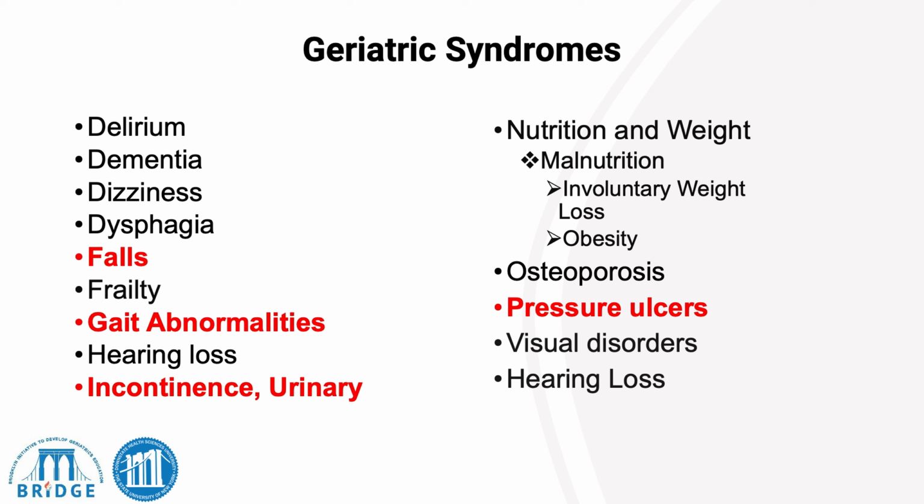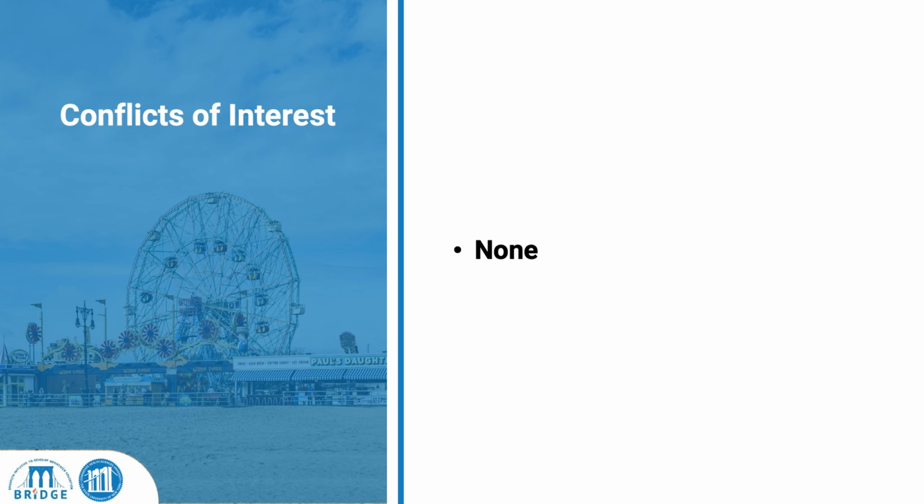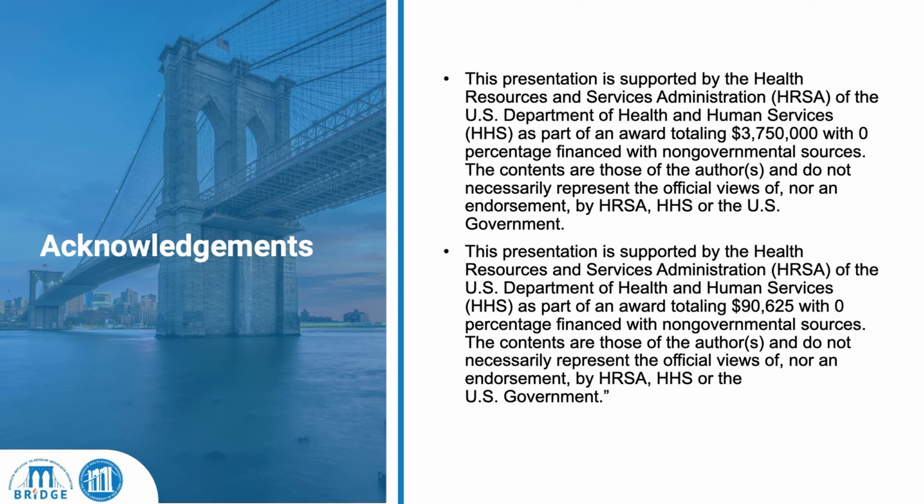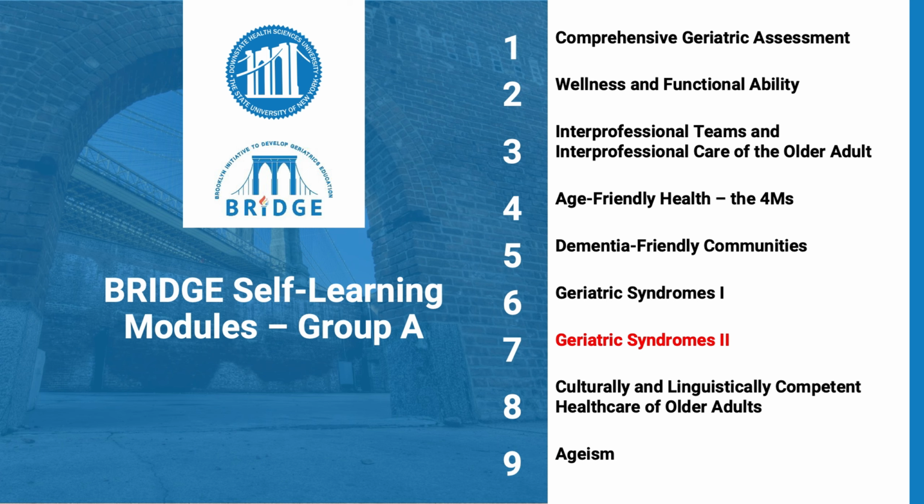We'll be examining pressure ulcers or pressure-induced skin injury, gait abnormalities, falls, and urinary incontinence in older adults. I have no significant financial disclosures or conflicts of interest. However, this presentation is supported by a grant from the Health Resources and Services Administration of the United States Department of Health and Human Services. And this presentation is also part of a broader geriatric curriculum.